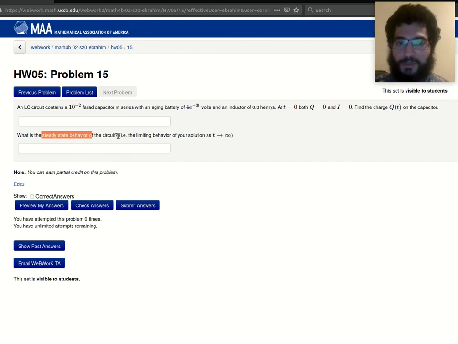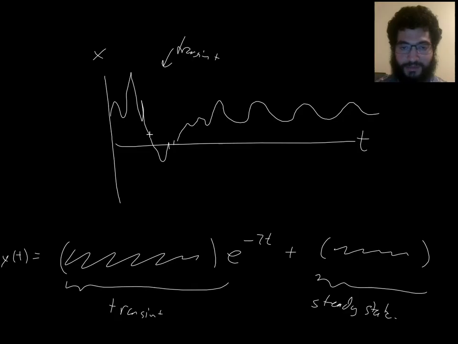Often this is what people are interested in. They want to know, because often exponential decay is very fast. So what actually happens when you activate the circuit or whatever the system is, all the weird stuff is just going to happen at the beginning, and then the steady state stuff is what you're going to keep seeing. So this might be a very short time period that you see all this complicated stuff.